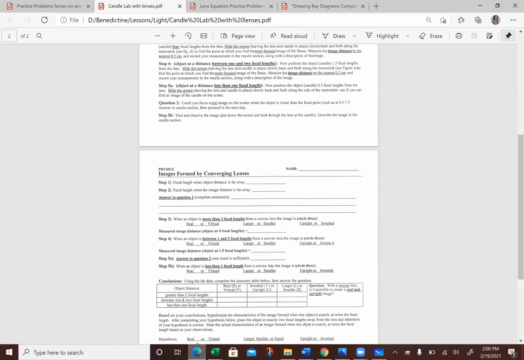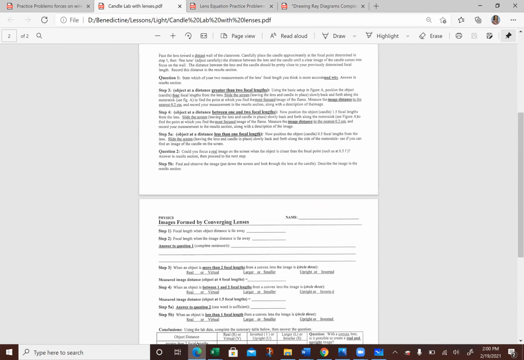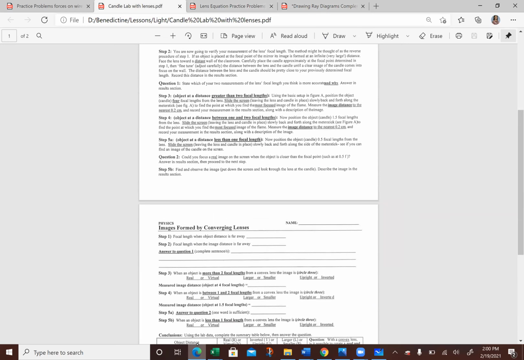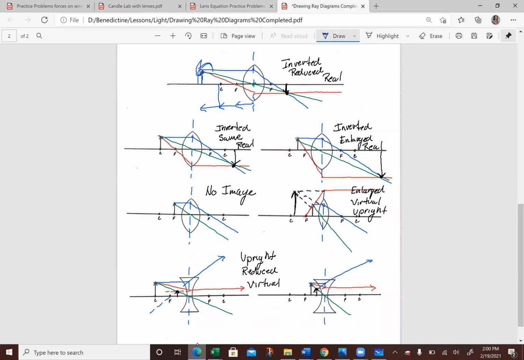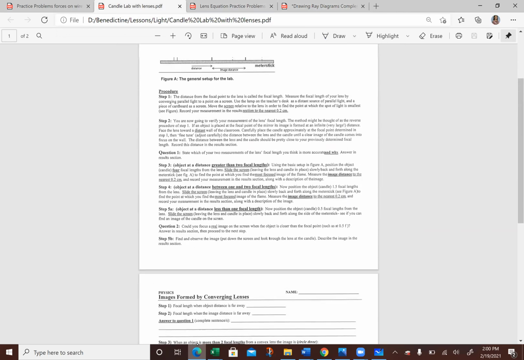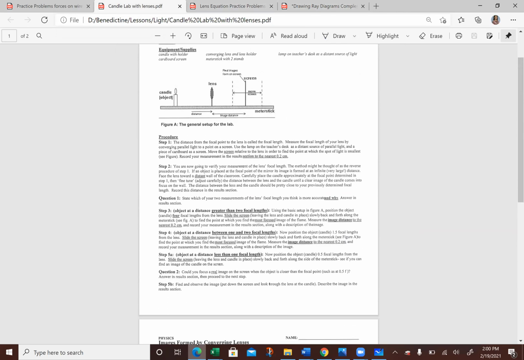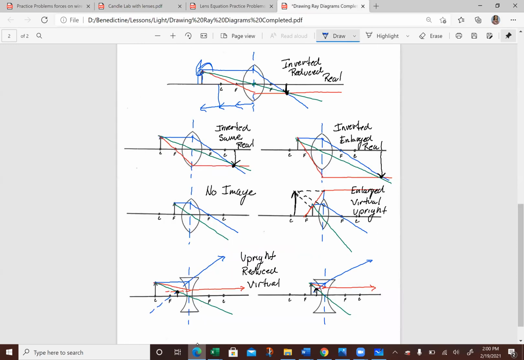Going into the lab, step number 3 says place your object at a distance greater than 2 focal lengths away. So you're basically going to take your candle and put it 2 focal lengths away. You are then going to have a piece of cardboard, which is just an index card, and that's going to be your screen, on the opposite side of the lens compared to the candle. You're going to slide that screen back and forth and back and forth, okay?